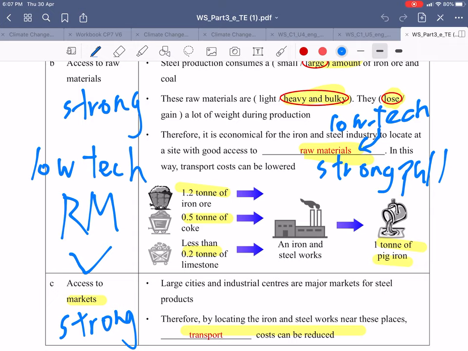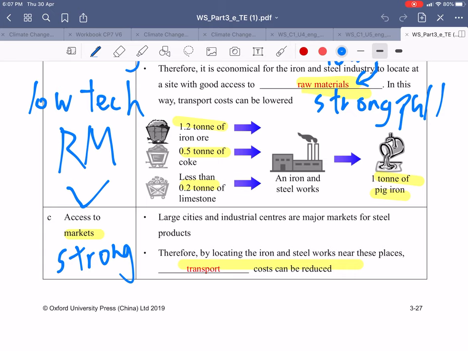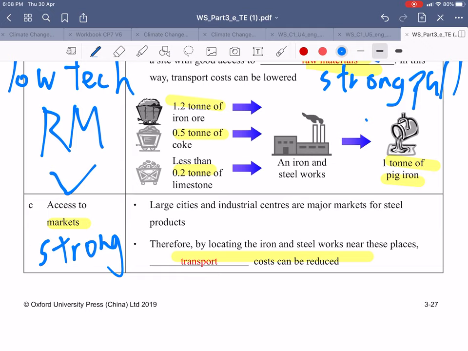Okay, so they will lose a lot of weight during the production, and that leads to the plant being at least not just near the raw material, but at least near somewhere that can access the raw material. Okay, at least it should be near a port and also near a railway station to facilitate the transport of raw material. Also, the market needs to be strong. The iron and steel plant always needs to be next to large cities or industrial centers in order to facilitate selling the major steel products.